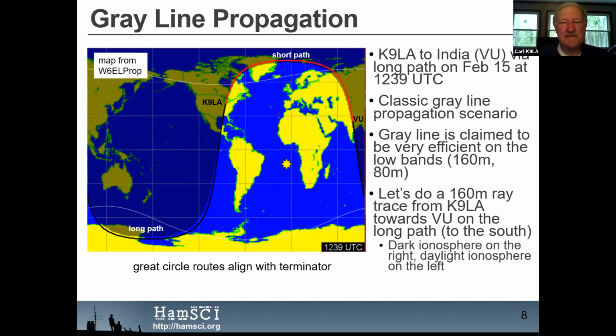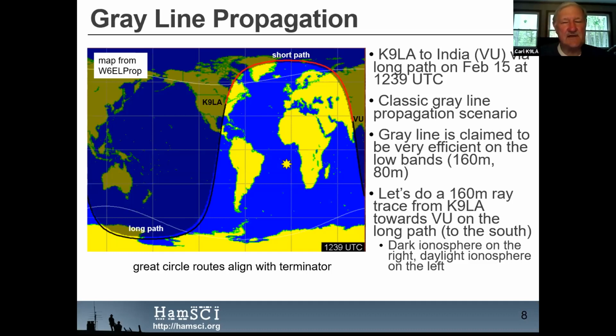Gray line is claimed to be very efficient on the lower bands, 160 and 80, and that comes from some measurements by some W6s on the long path on 75 meters to Europe back in the 70s. They noted that their antennas were kind of pointed along the terminator. So they assumed that propagation was very efficient, and that has grown into pretty much a universal belief.